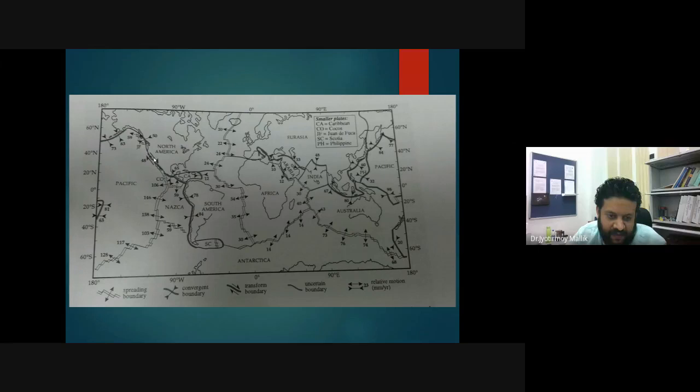Of course, the numbers provide the relative motion in millimeters per year. There are also some uncertain boundaries, where people do not exactly know what sort of boundaries are there, but most of them are sorted, as you can see. There are plenty of places where you will see this. For example, this is a triple junction. You will find plenty of places where such triple junctions exist, and we will try to understand the stability of such triple junctions in subsequent classes.